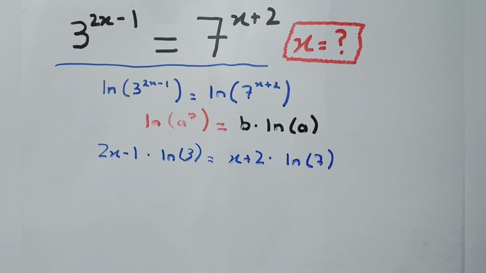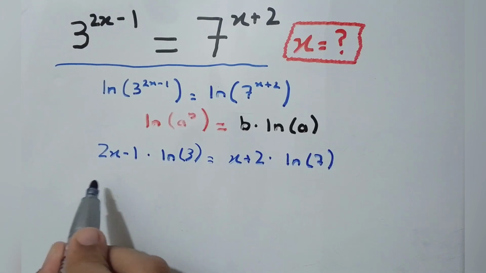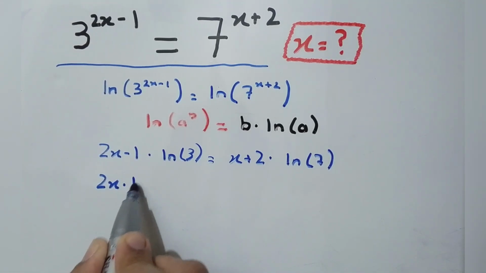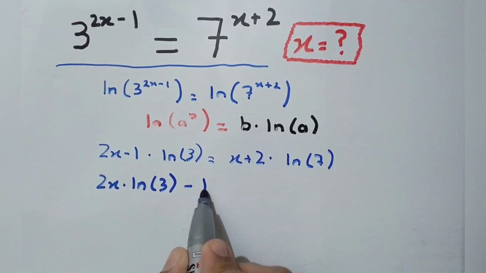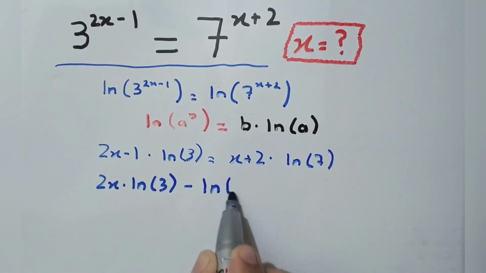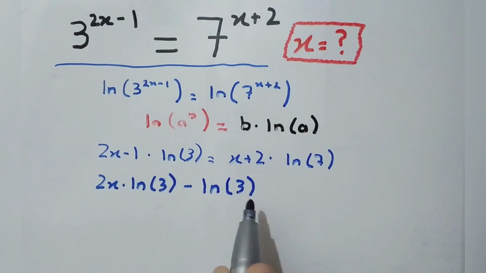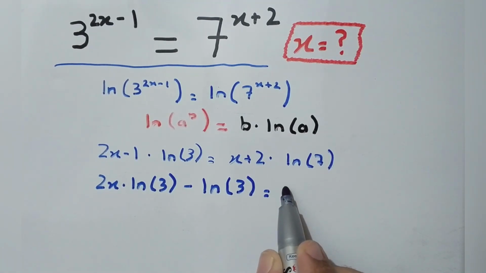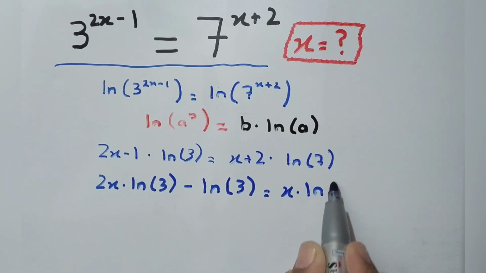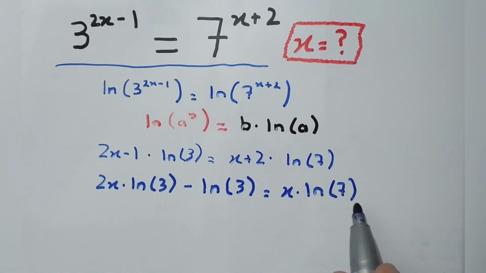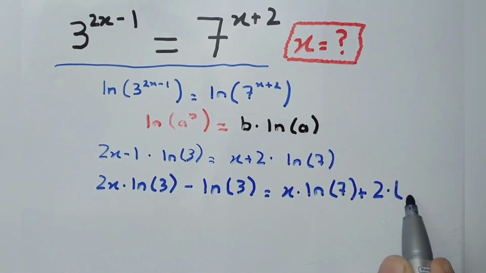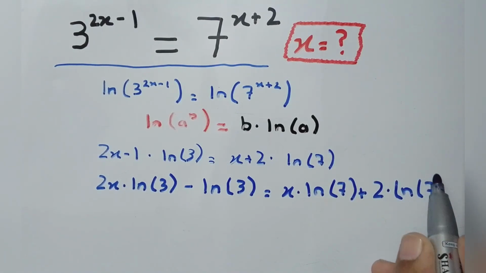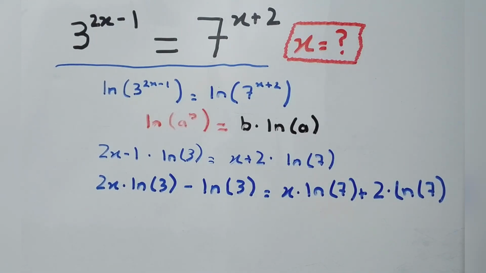We'll first start by expanding both sides of the equation. So this becomes 2x multiplied by ln 3, and eventually negative ln 3, because when 1 is multiplied by ln 3 we are left with only ln 3. On the right hand side this becomes x multiplied by ln 7, and we add 2 multiplied by ln of 7. Okay, I hope everything is clear till now.